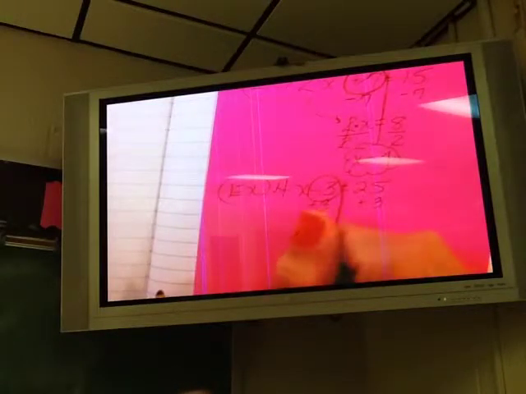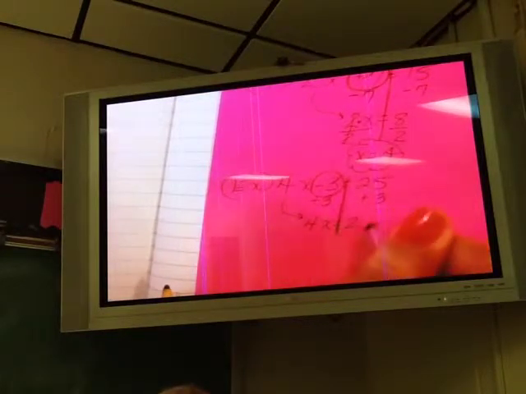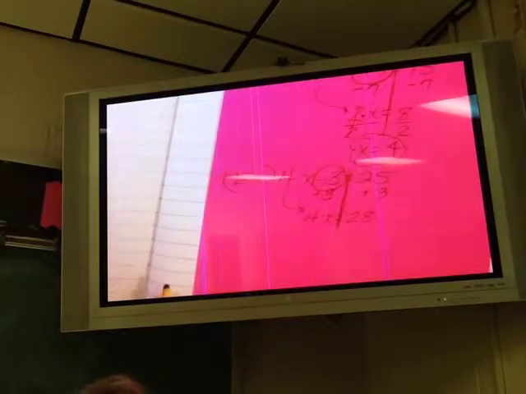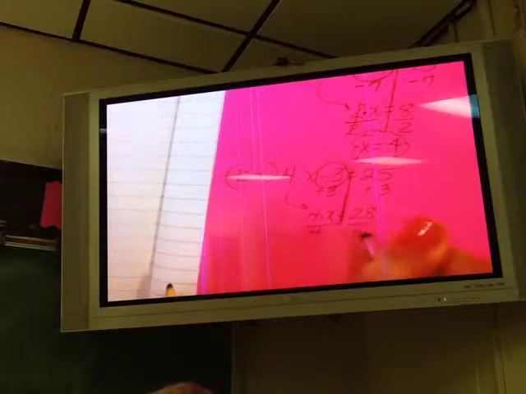So my 3s cancel, leaving 4x. I'm going to write it down here. 4 times x equals 28. And my very last step in this equation is to break away the 4 and the x, and I do that by dividing both sides by 4. And x will be 7.